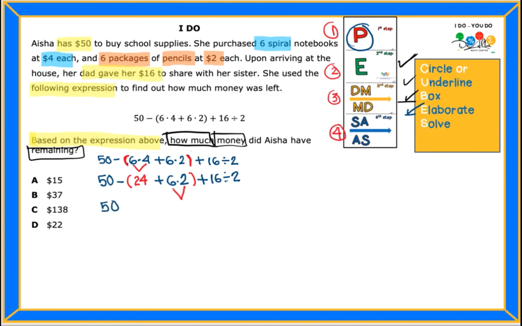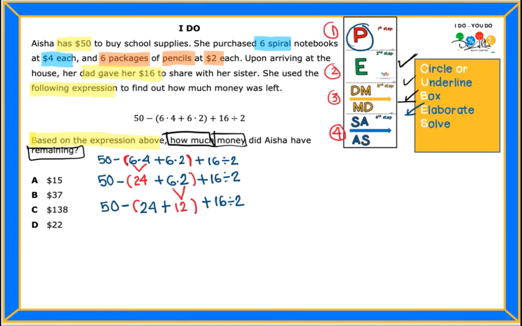So I'm going to say 50 minus the parentheses, because that's what I'm working on. The 24 stays the same. Plus, and I'm going to work out this number. 6 times 2, 12. Awesome. We close the parentheses. Everything else, we bring it down.